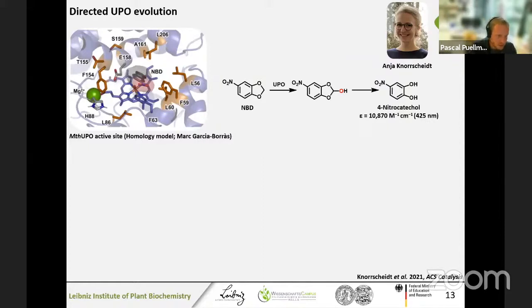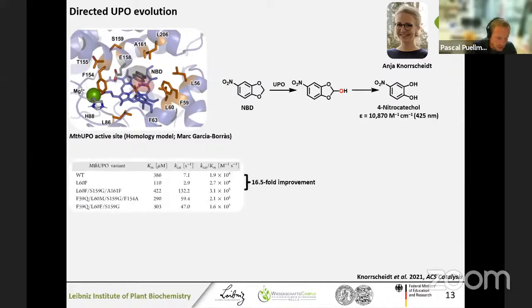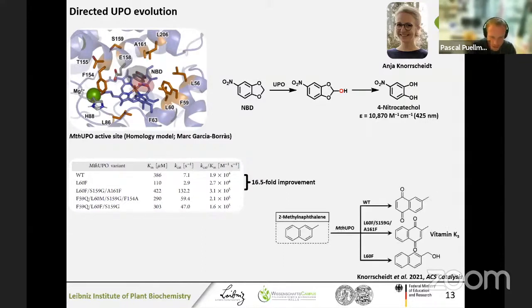And by applying directed evolution there, she got really lucky. So already with not so much effort, we could get to a 16-fold improvement in catalytic efficiency. And what was even more interesting is that when using these evolved variants that were very active on the scaffold, but using differently substituted naphthalene derivatives, she could, for example, in this case, while using this 2-methyl naphthalene, get chemodivergent synthesis. So depending on the enzyme, she could actually achieve 3 different products, one of them being vitamin K3. So it's a very interesting starting point.